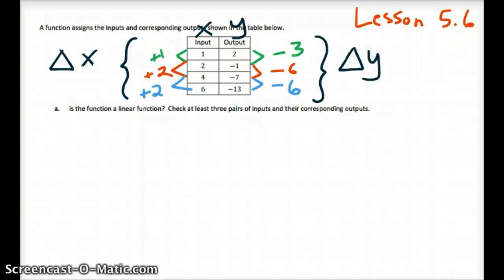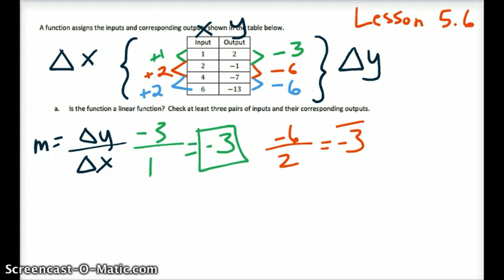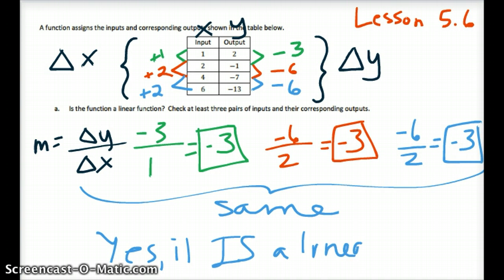So letter A, is the function a linear function? Check at least 3 pairs of inputs and their corresponding outputs. So my slope is change in y over change in x. So I have negative 3 over 1, which is negative 3. I have negative 6 over 2, which is negative 3. And I have negative 6 over 2, which is negative 3. So they're all the same. So yes, it is a linear function.